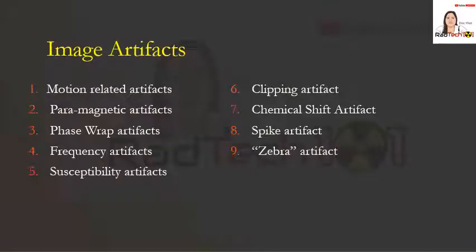Okay, good day everyone. This is the continuation of our discussion in MRI. So in this video, we are going to discuss the image artifacts that are common in MRI.